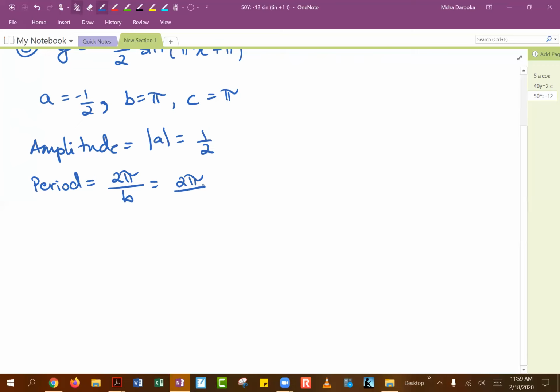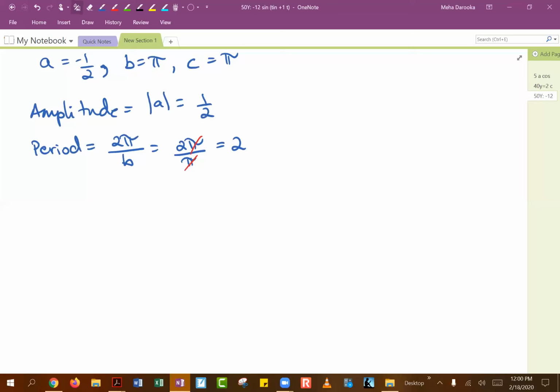2 pi divided by b, right? Oh, shoot. You switched it? Oh, okay. All right, let's be careful. So yeah, you're dividing by b. So what will that give you then? Just 2. Very good. Yeah, so you're actually going to have just a period of 2.